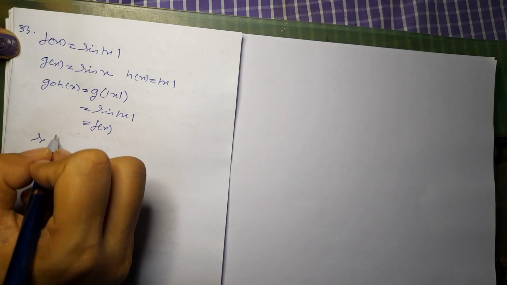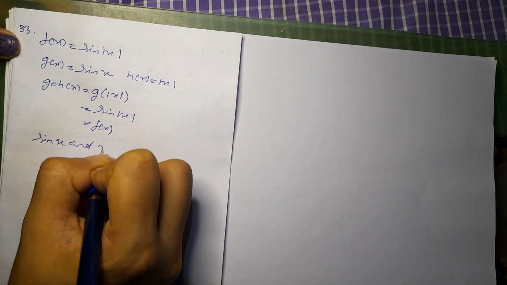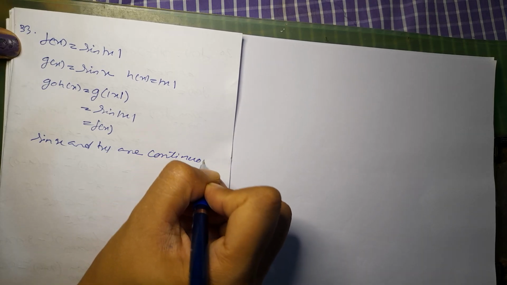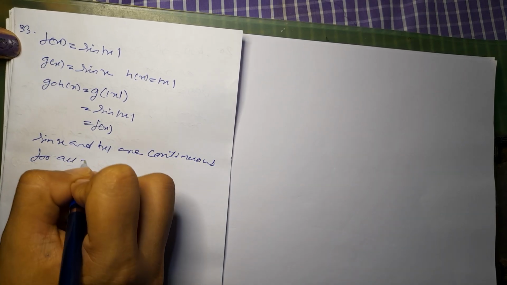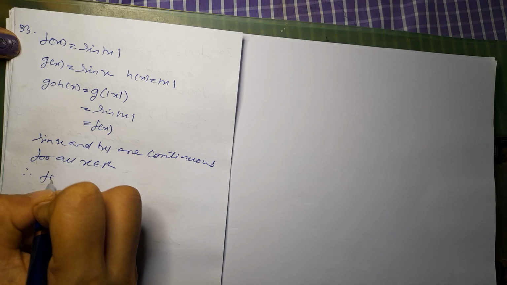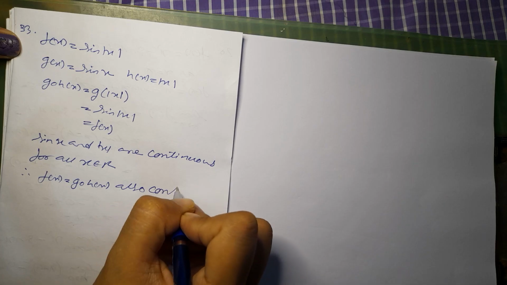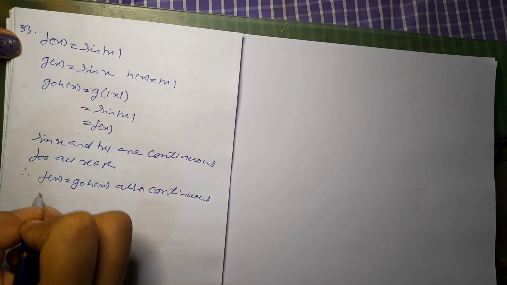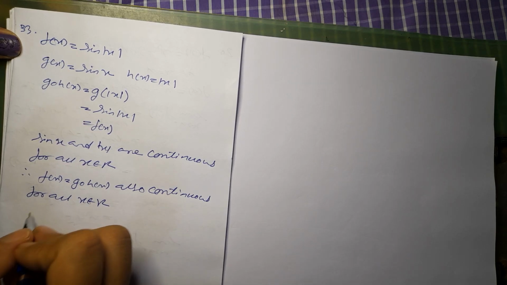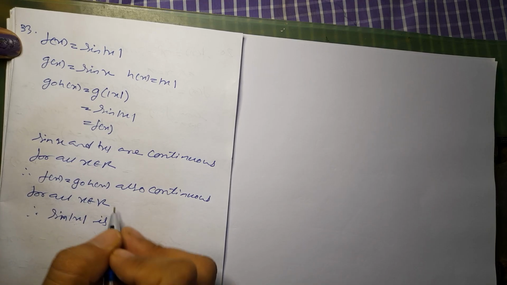So sin x and modulus x, that is g of x and h of x, are continuous for all x belongs to R. Therefore f of x is equal to g of h of x is also continuous for all x belongs to R. Therefore, sin modulus x is a continuous function.